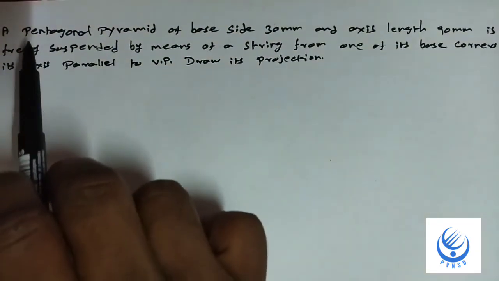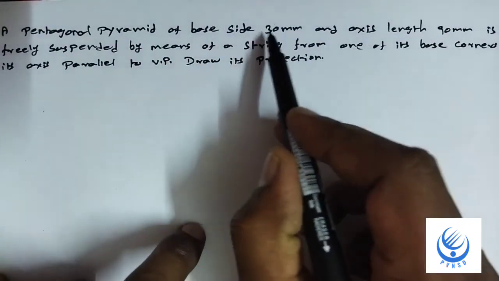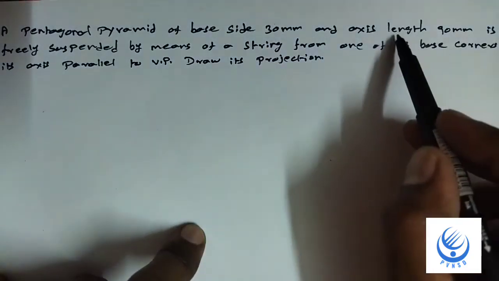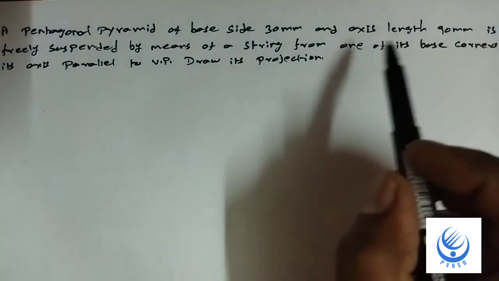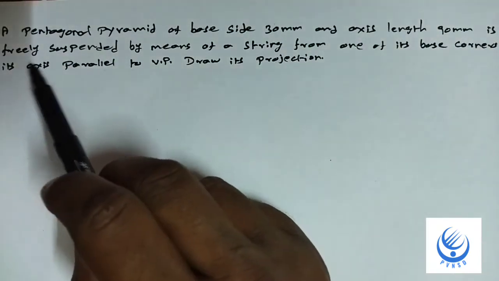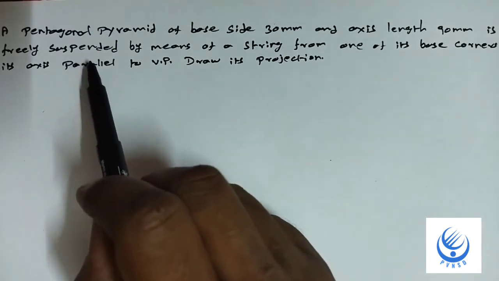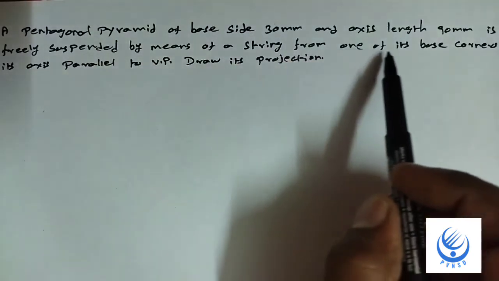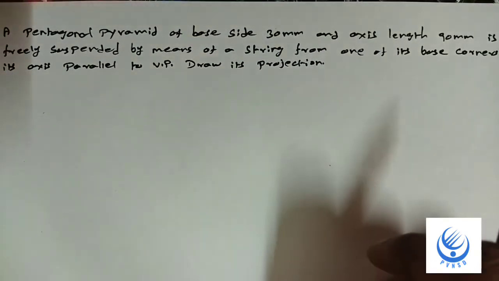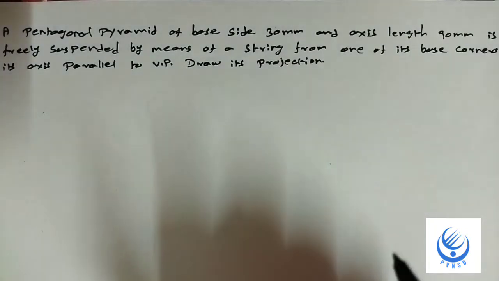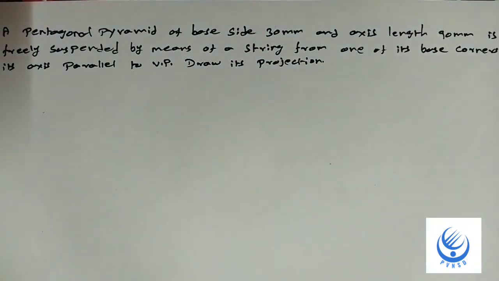In this problem, a pentagonal pyramid of base side 30 mm, one of its pentagon sides is 30 mm. The length of the pyramid is 90 mm. It is freely suspended by means of a string from one of its base corners. Freely suspended means one string is wound to the pyramid and it hangs freely. With its axis parallel to VP, draw its projection.